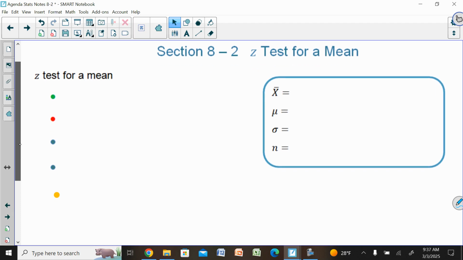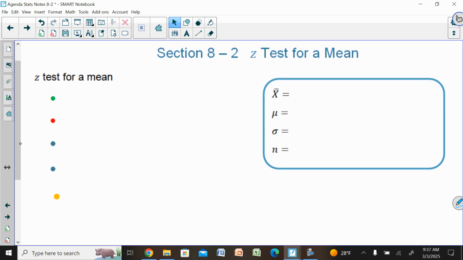We're going to put all our bits and pieces together, and we are going to do some hypothesis testing for a mean using the z-table. You can tell that simply because of the title. So let's just do a quick overview here first.